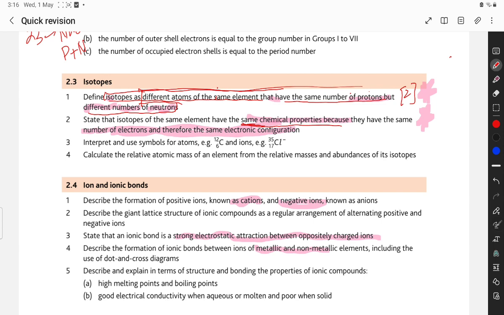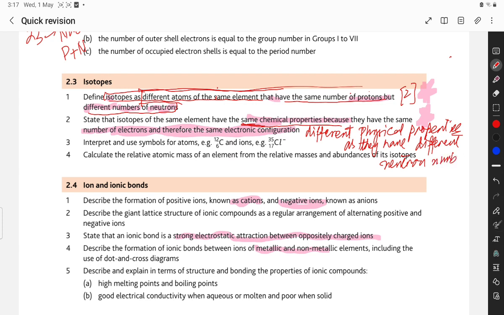different physical properties because they have different neutron numbers. Okay, please write down like this: same chemical properties as they have the same number of electrons; different physical properties, this is the difference, as they have different neutron numbers. Right? Is that clear? Different neutron number. Please don't lose marks in these simple concepts.